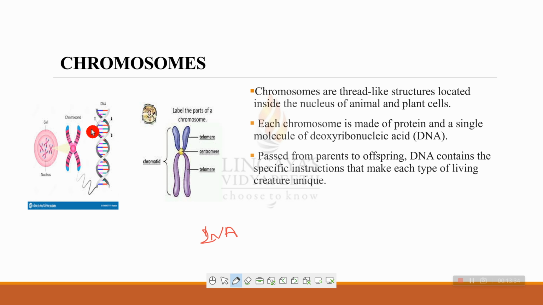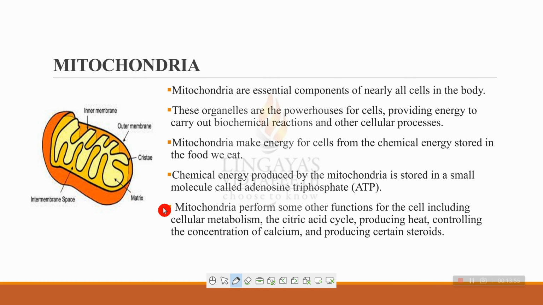Alright, so a chromosome contains the instructions, that is the coding of DNA and RNA inside them. There are 23 pairs of chromosomes present in a human being. 22 pairs are called the autosomes, whereas the last pair is called the sex chromosomes, which determine the sex of the offspring.